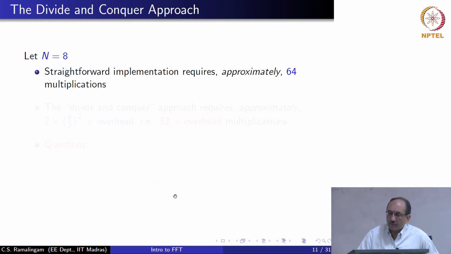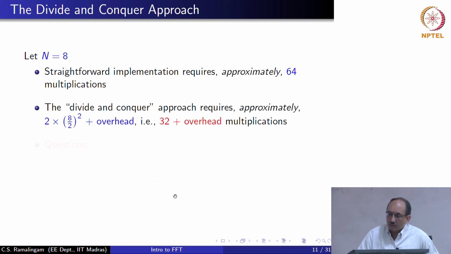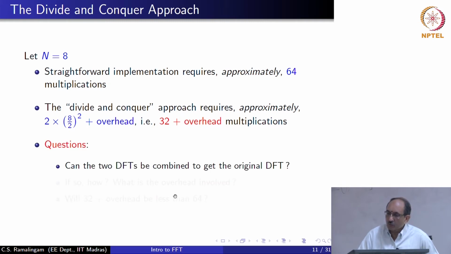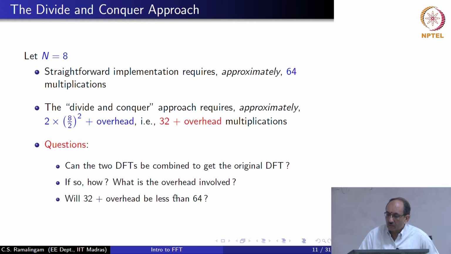So, to get a feel for numbers, if n equals 8, straightforward implementation approximately requires 64, and the divide and conquer approach is 2 times n by 2 whole square plus overhead. So, 2 times n by 2 whole square for n equals 8 is 32. So, 32 plus overhead is what you need. So, what are the questions? Can the two DFTs be combined to get the original DFT? Remember, now we are talking about the DFT of the two halves. Whether they can be combined at all, we do not know yet, and if so, how, and what is the overhead involved. So, in this particular case, will 32 plus overhead be less than 64? This is what the problem at hand is.